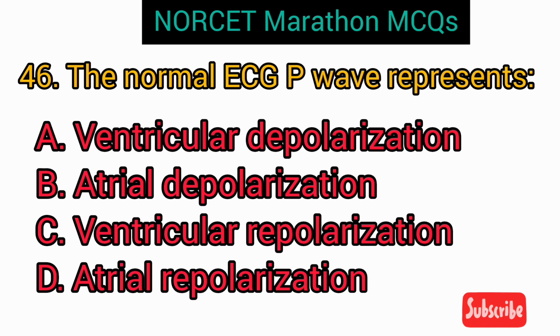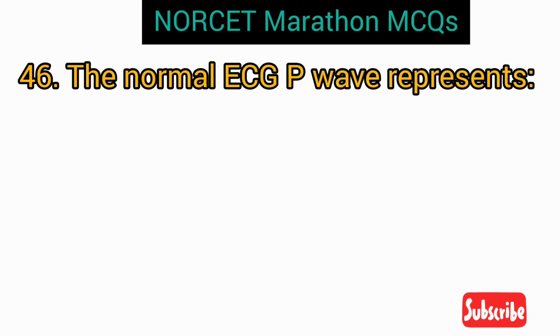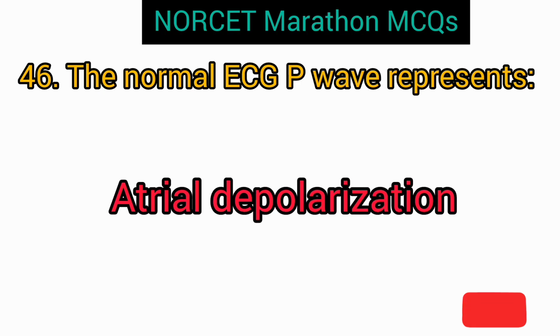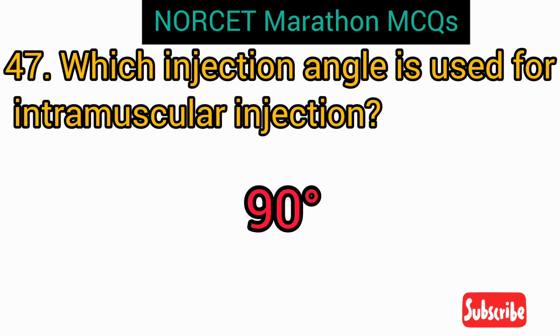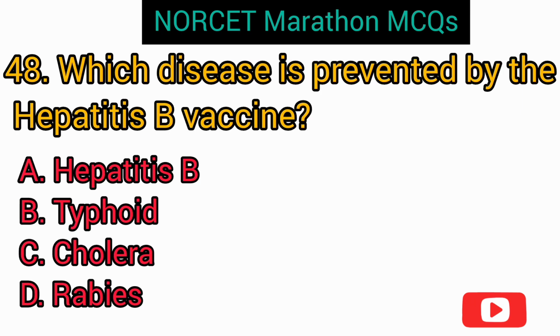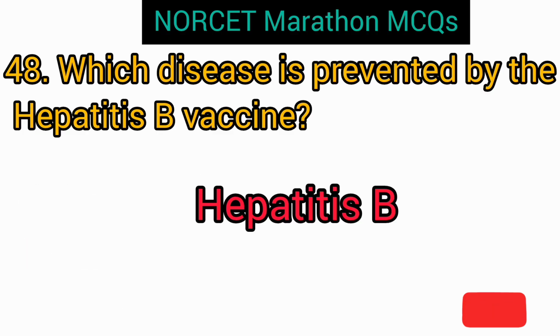The normal ECG P wave represents atrial depolarization. Which injection angle is used for intramuscular injection? 90 degrees. Which disease is prevented by the hepatitis B vaccine? Hepatitis B.